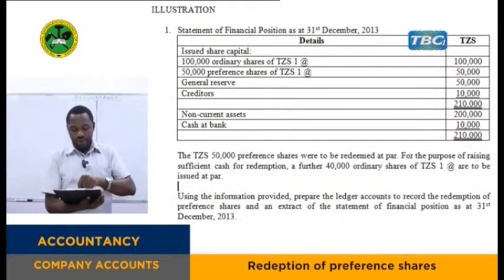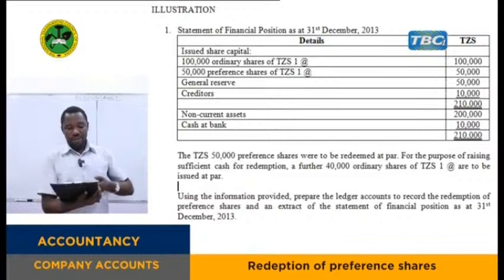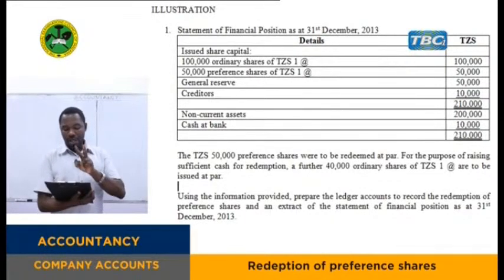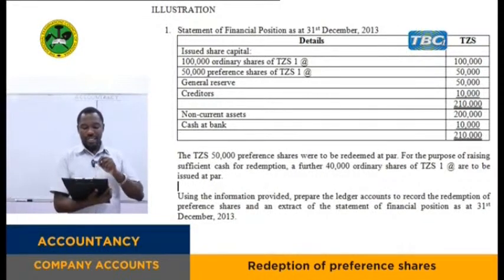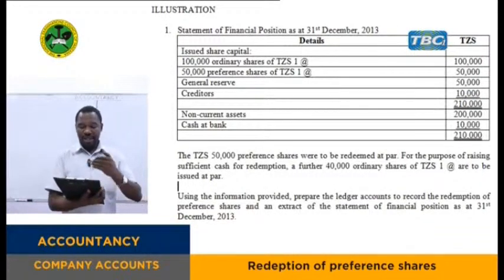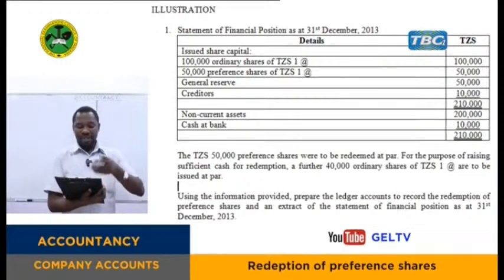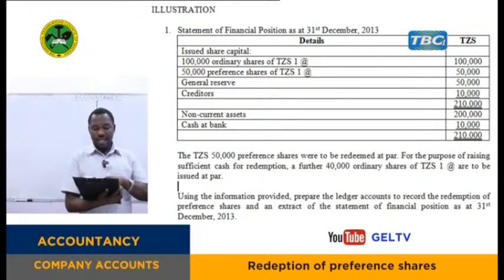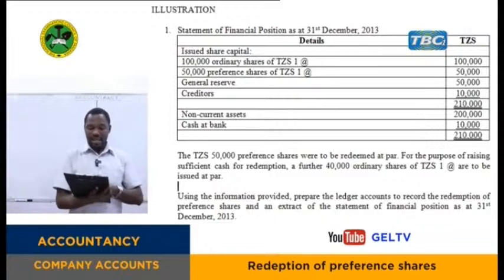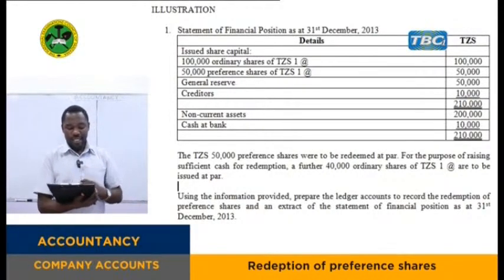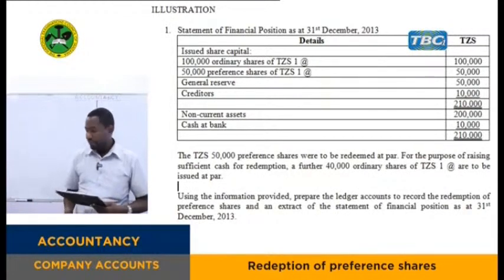Automatically, if you consider this question, we fall under part reissue. We are going to use both sources, internal and external. From the external source we raise 40,000, and from the internal source we raise 10,000. Let us now start opening these ledger accounts to show how this redemption will be facilitated.